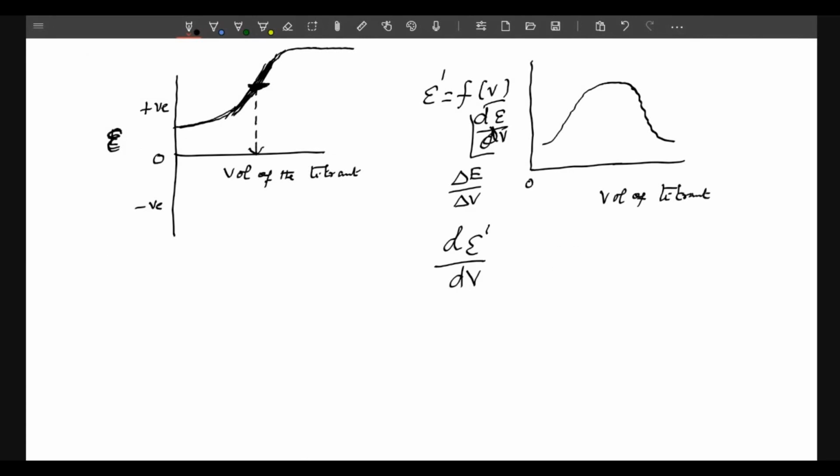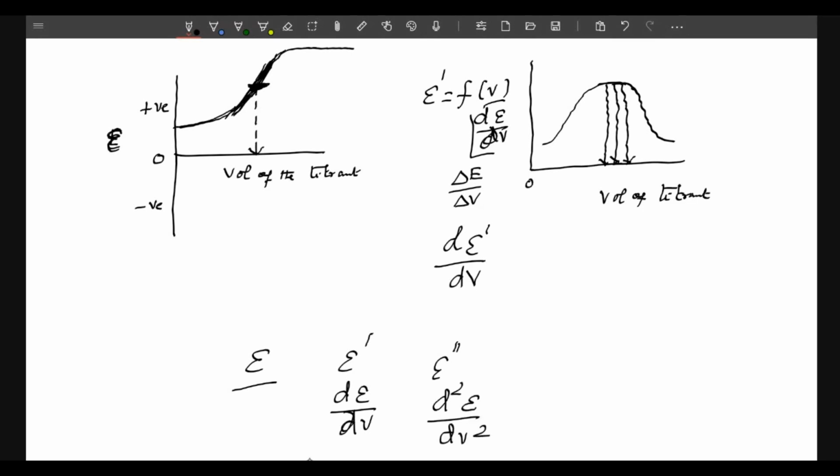Here also, sometimes you may not get an accurate answer. Here there is a plot like this. Is this the equivalence point, or this, or this? Once again uncertainty arises. In order to get certainty, you should undergo a double differentiation. A single differentiation is dE by dV; this means d square E by dV square, the double differentiation. If you plot the double differentiation, the maxima and minima can be obtained very easily.